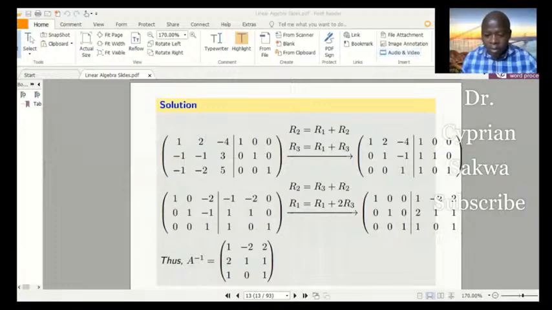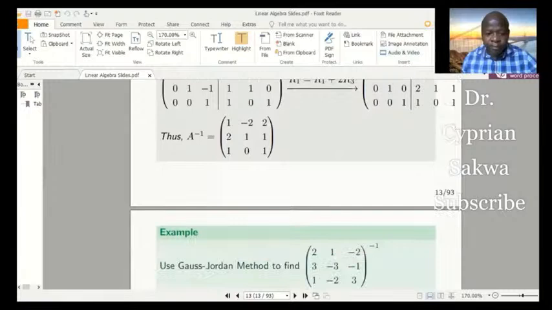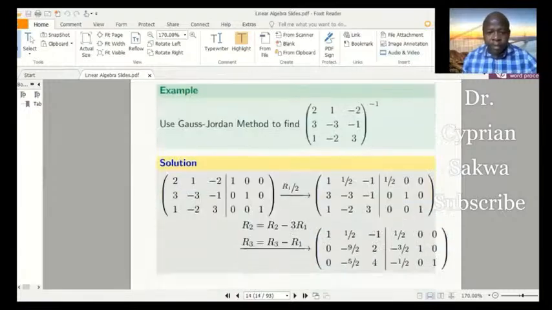So let's look at another example, just one, to make it clear. And this is the example. Use the Gauss-Jordan method to find this inverse. So again, we're just doing the same thing we've been doing. We have this matrix, and then beside it, we write the identity matrix. Do elementary operations on the entire matrix. When this becomes identity, whatever will be here will be the inverse.